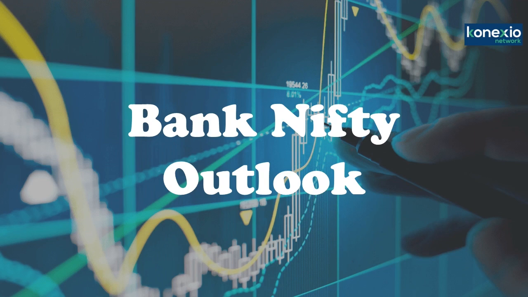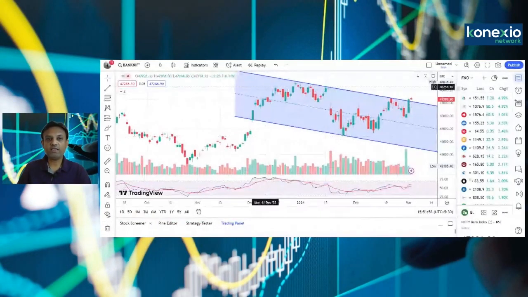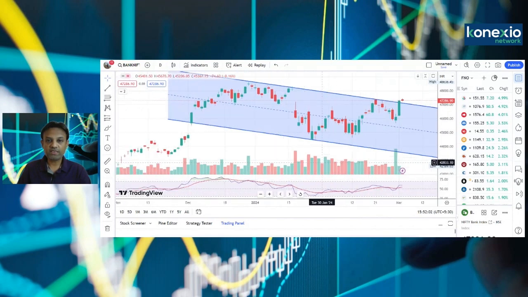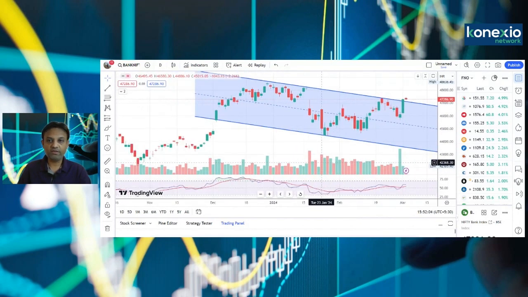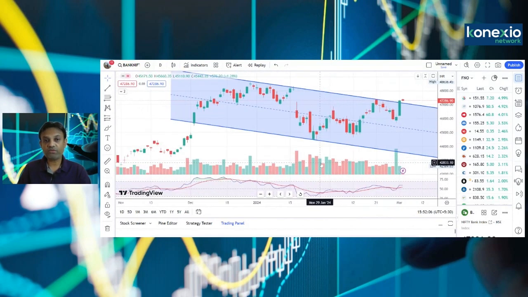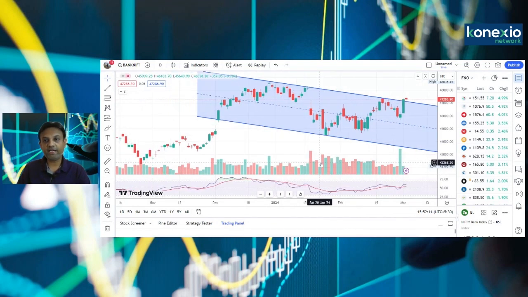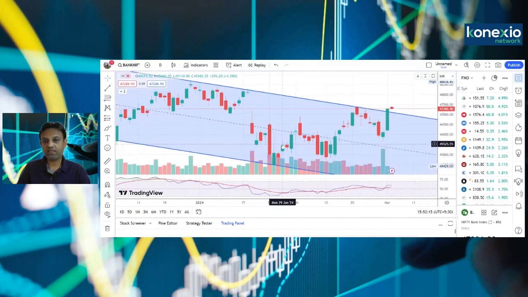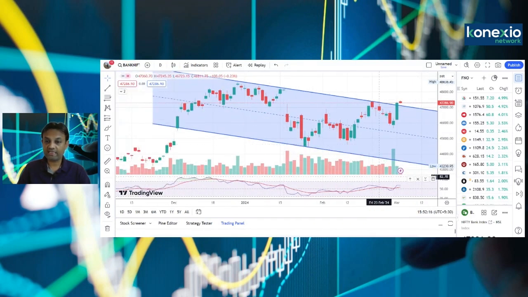Now, friends, let us come to the Bank Nifty daily charts. Here you can see on the Bank Nifty daily charts, we have been discussing this particular channel. On Friday, we have seen the breakout of this channel. On Saturday, it has comfortably traded flat above this channel. This is the daily chart. It has given a breakout.